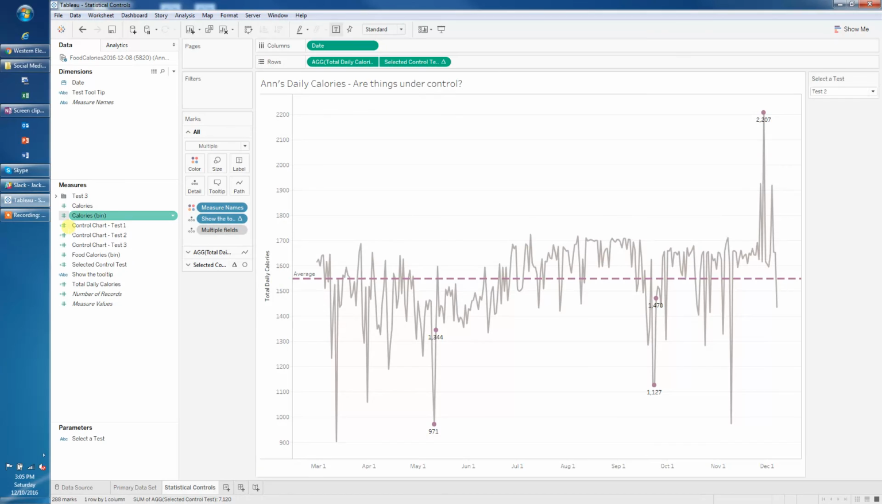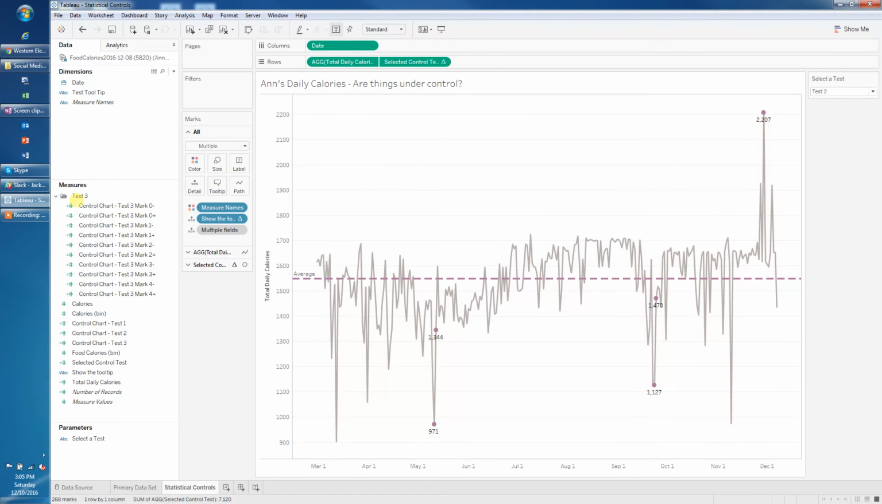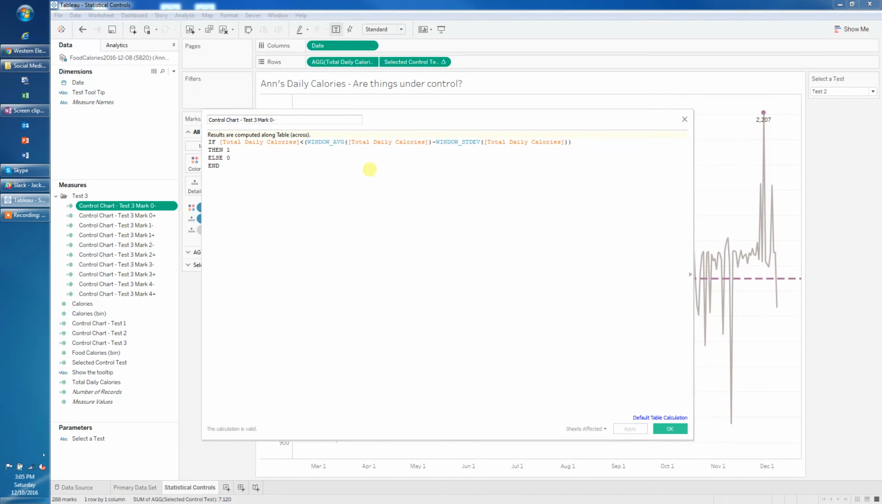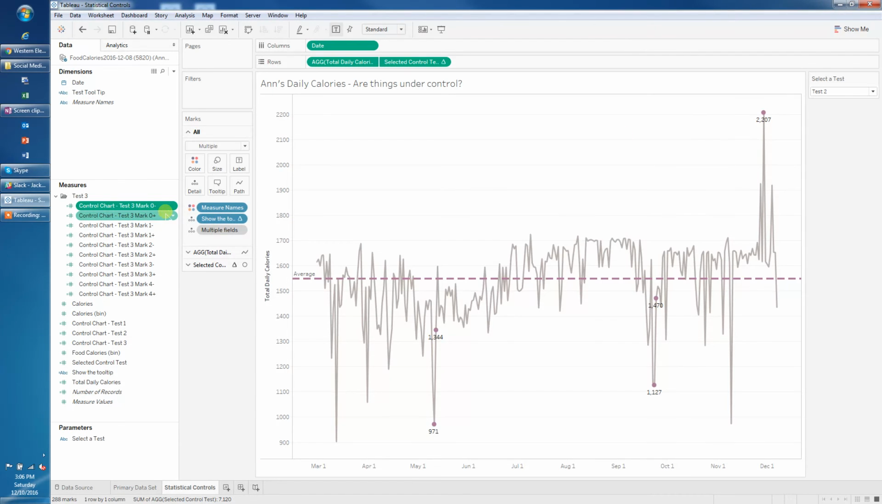Now, how I've set this up is kind of unique. I've got a folder here that's got all these different marks. I'm gonna show you the first one and walk through the logic. It's very straightforward. So if my current total daily calories is less than the window average minus the SD, then I want that to be 1, else make it 0, end. Very simple. We're gonna repeat that for each of those look back marks, and it's going to also be repeated for the above the center line as well.